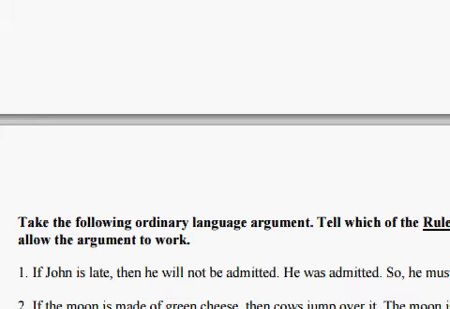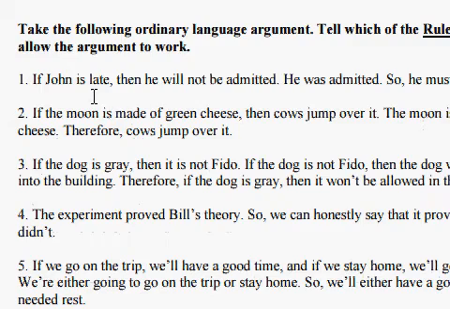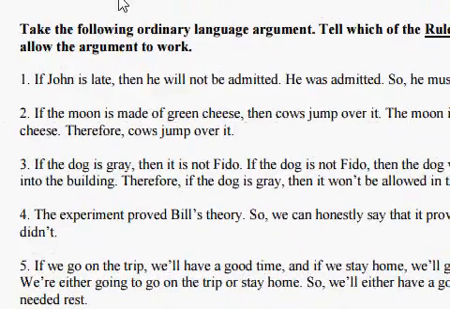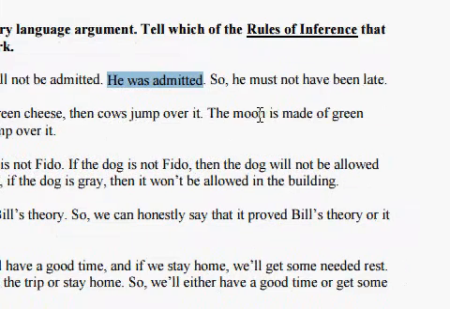And then finally at the bottom, one last part of the test will be that I will have questions like, use these rules of inference and ordinary rule, which one's being used. And it'll say something like, if John is late, then he will not be admitted. He was admitted, so he must not have been late. And what that's doing is using a modus tollens. It's taking, if John is late, then he will not be admitted. The negation of that, he was admitted, therefore the antecedent is not true. And so you would label that as modus tollens.